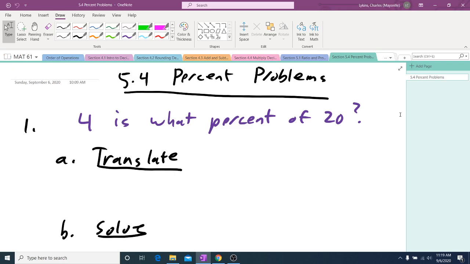Today we're going to talk about section 5.4, which is percent problems. Now, one thing I do know is most of us do not like word problems, so I'm going to try to show us how to make these problems a little bit easier to understand.